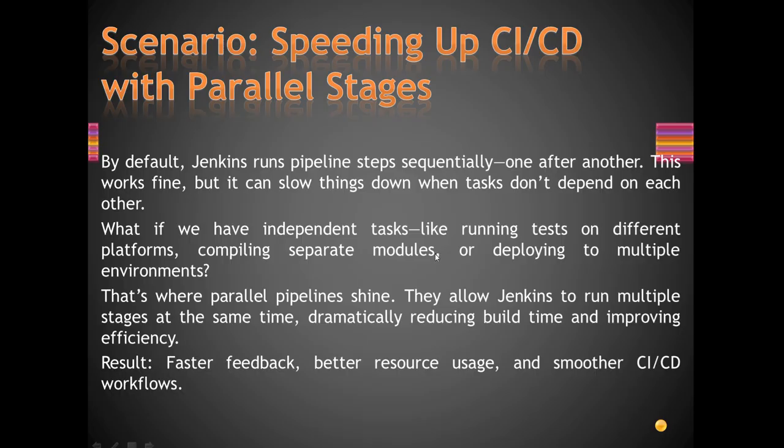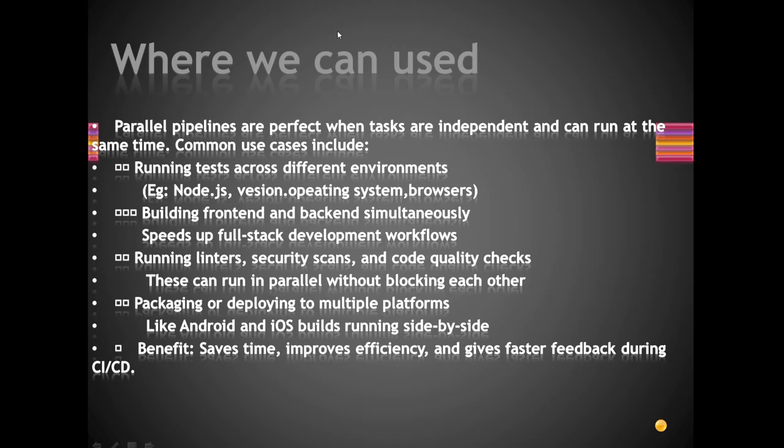They allow Jenkins to run multiple stages at the same time, dramatically reducing build time and improving efficiency. Results: faster feedback, better resource usage and smoother CI/CD workflows. Where we can use parallel pipeline.